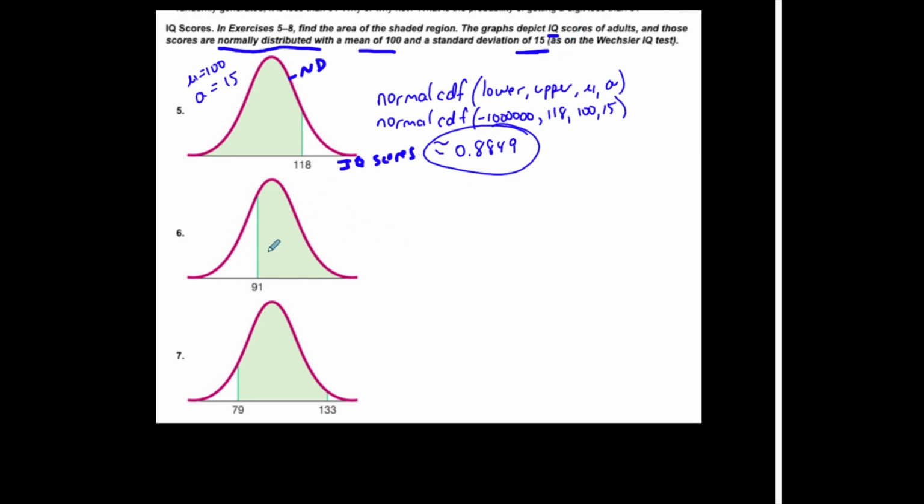Here I want the area to the right of this IQ score. So again, area or probability, normal CDF. My left or lower bound is now 91. My upper bound is a big positive number. My mean is 100 and my standard deviation is 15, because remember this goes to positive infinity. If I don't have positive infinity, then I'm just going to use a very large positive number.